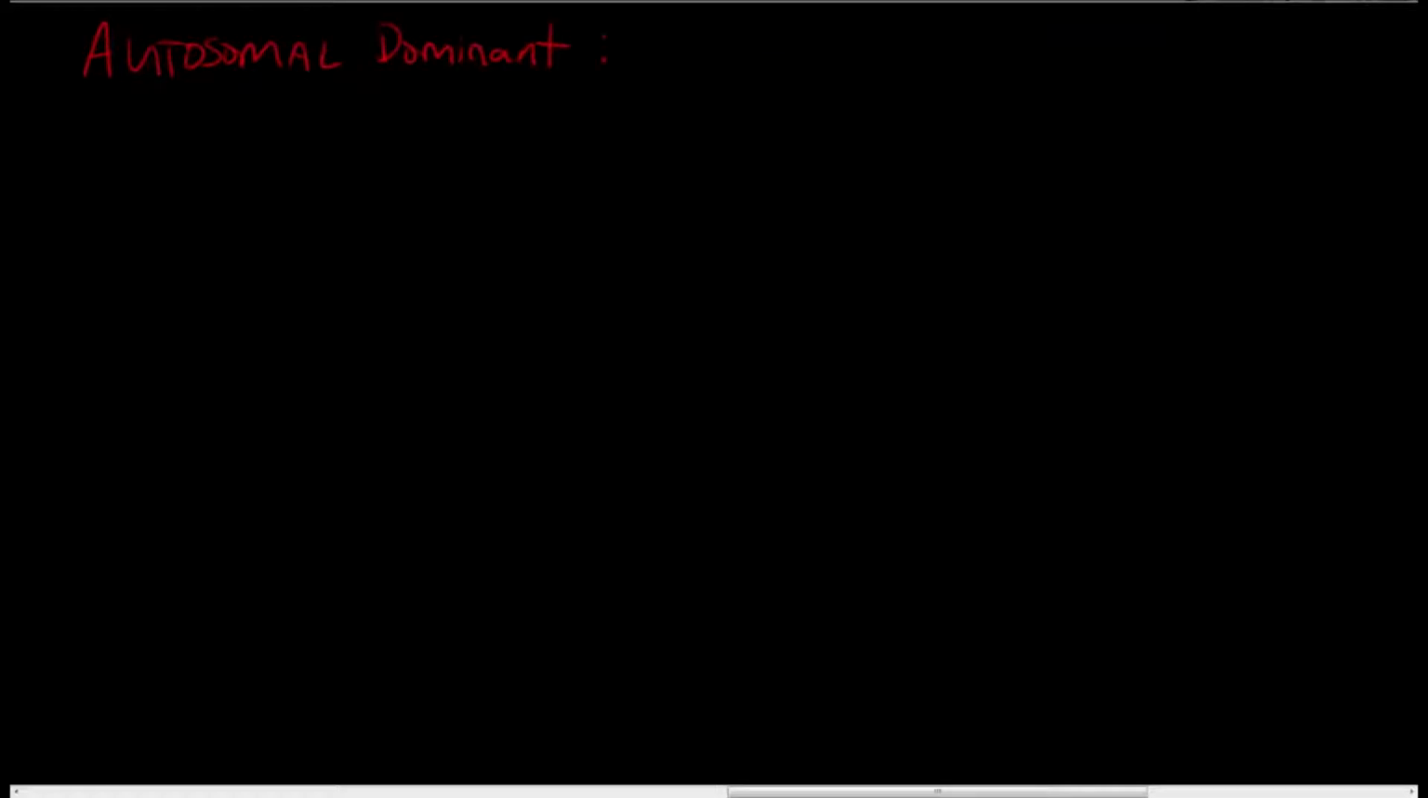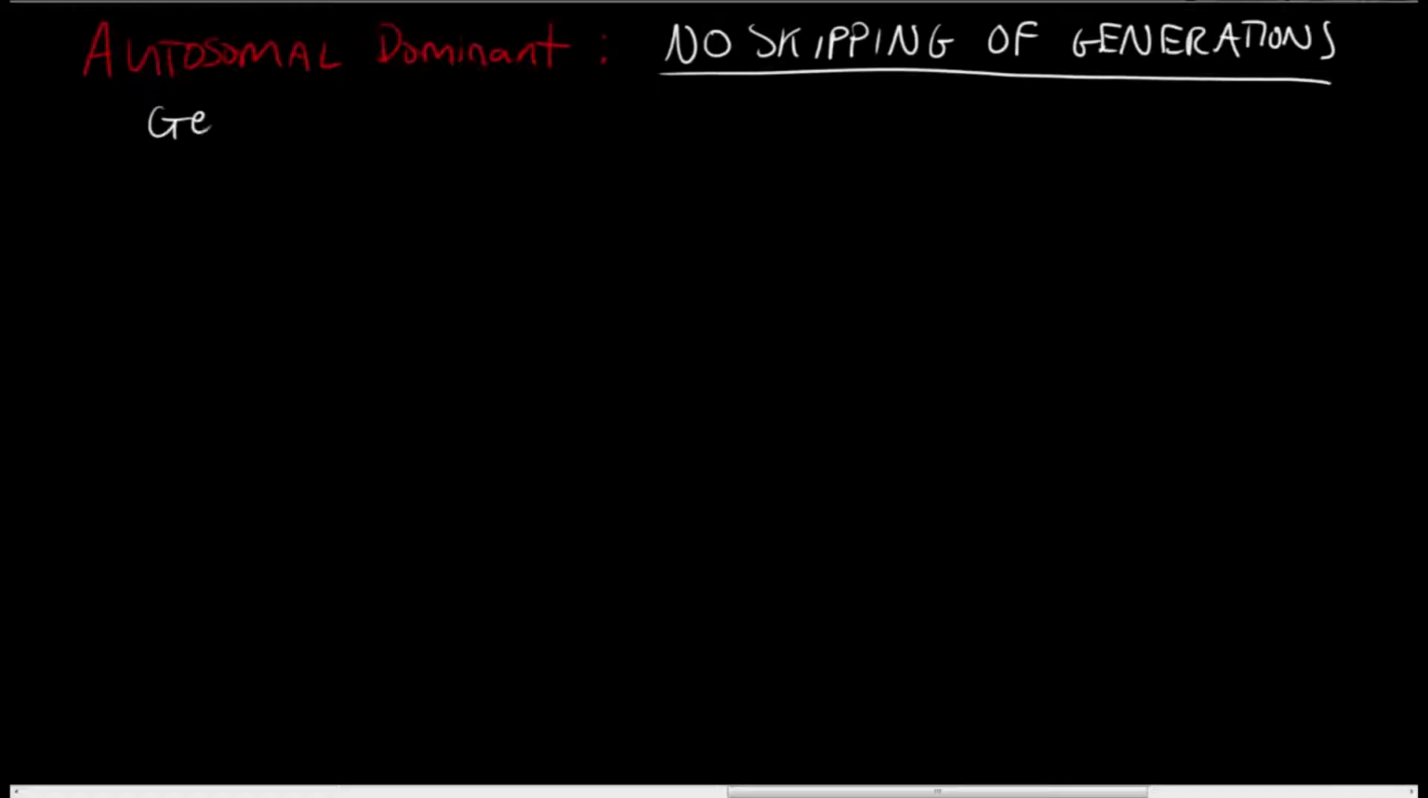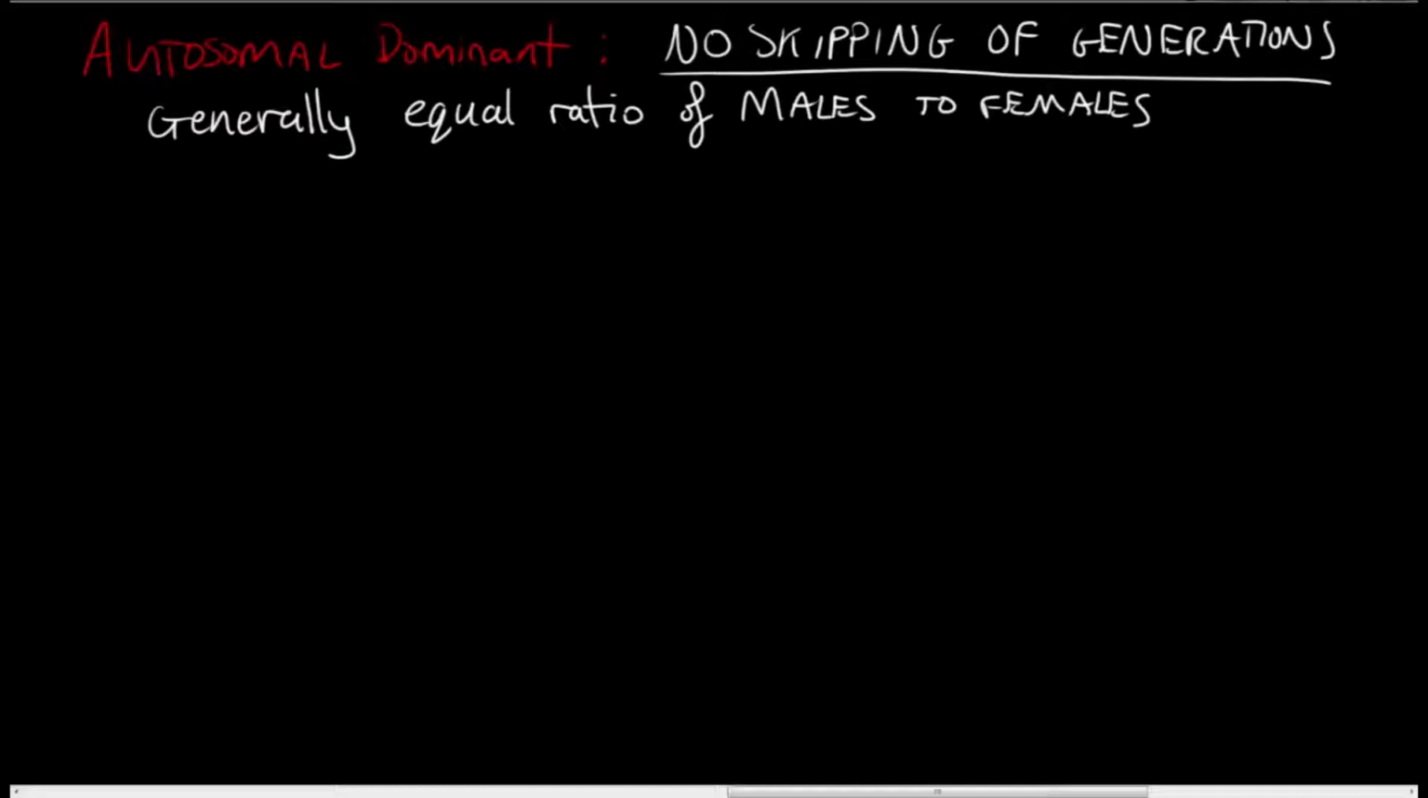So we have autosomal dominant patterns. In these ones, we can observe that there's no skipping in generations. That means that the trait appears in every generation, and generally there's an equal ratio of males and females affected. These ones are fairly obvious to see.